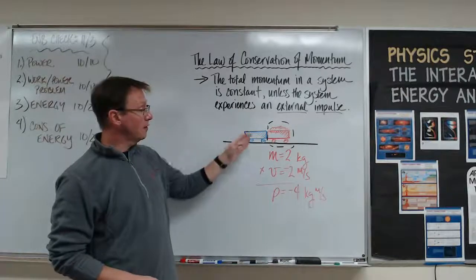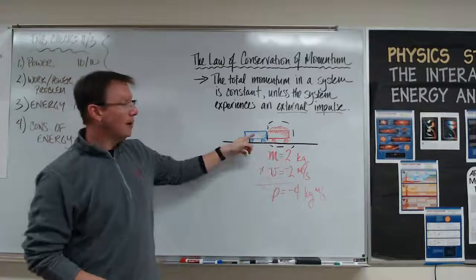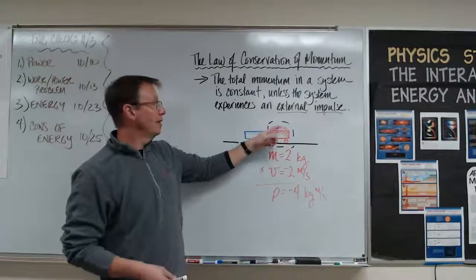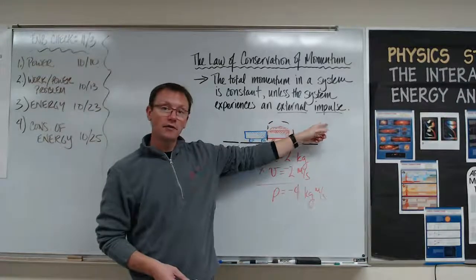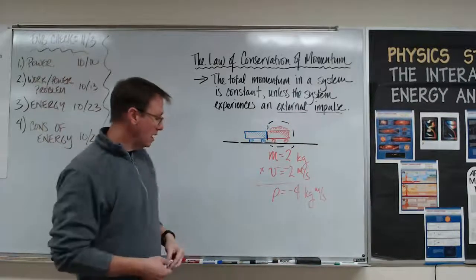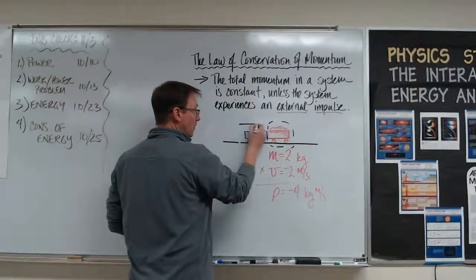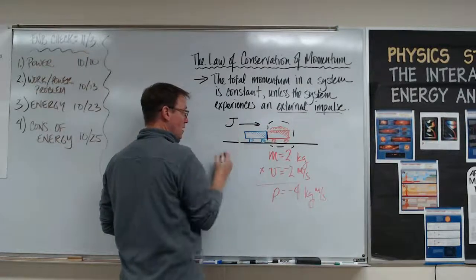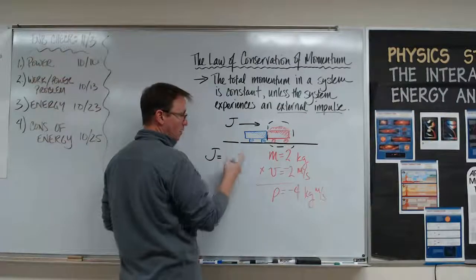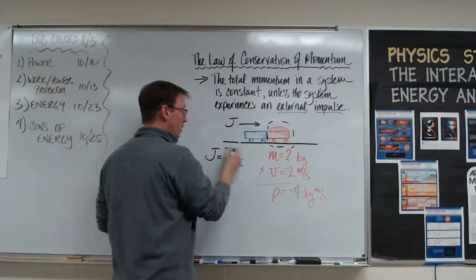But the collision occurs and the blue cart applies an impulse. Because the blue cart is outside of the system, it's an external impulse, and so it's not something that we can take into account very easily. And so as a result, we know we have this impulse, and the impulse is going to be in this direction. And that's because the blue cart applies a force over a period of time.